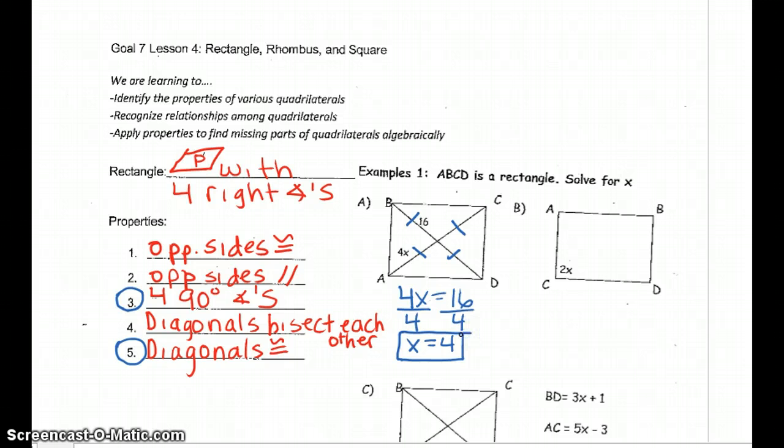Example B. They give you one of your angles is 2x. If you look at your list of properties, you know that every angle is 90 degrees, so that angle would be 90 degrees. You can set 2x equal to 90, divide both sides by 2, and your answer is x is 45.